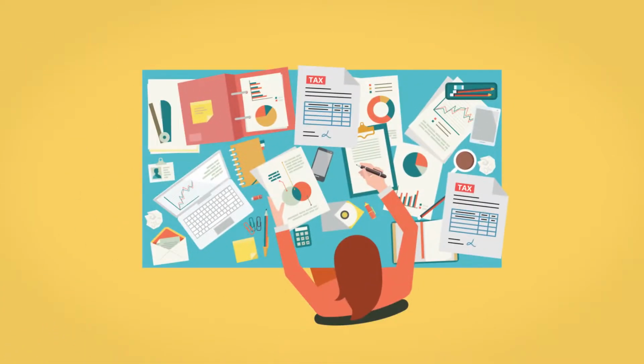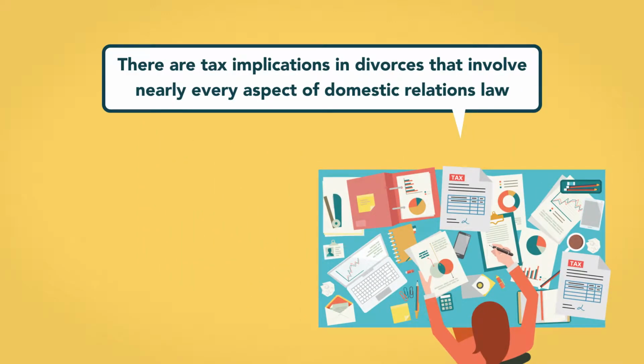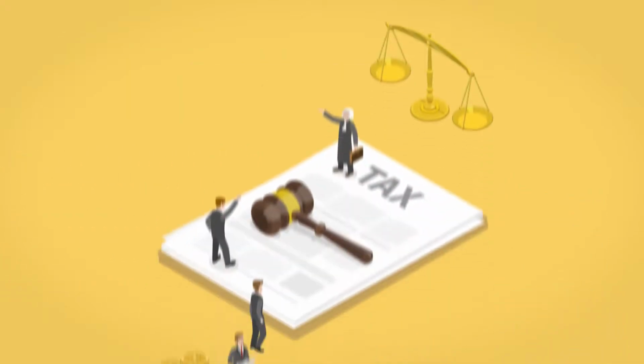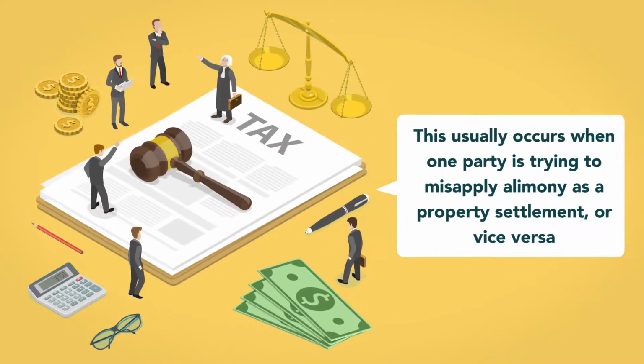Taxation is replete with challenges in divorce and custody negotiations for even the most seasoned domestic relations attorneys. There are tax implications in divorces that involve nearly every aspect of domestic relations law, including property division, child support, alimony, child custody, tax filing status, and more. In addition, every once in a great while, the taxation aspect of a divorce case ends up in U.S. tax court. This usually occurs when one party is trying to misapply alimony as a property settlement or vice versa. We will cover this in detail in a later module.